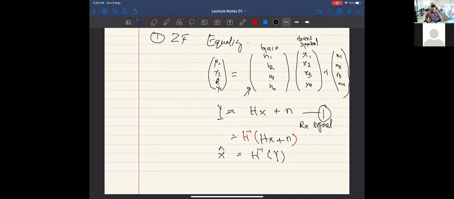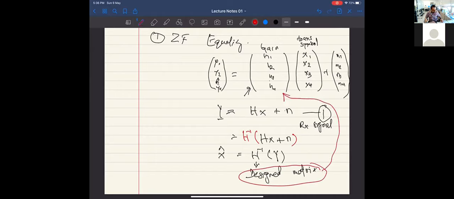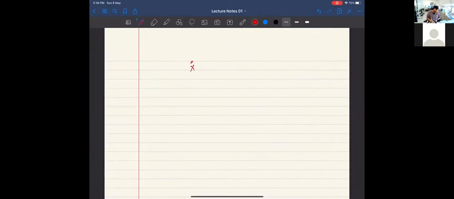Now, if we take a look at this H inverse, this is actually your design matrix. It depends on how carefully you are designing this matrix. If this design matrix is good enough, then it can compensate for all the errors that happened in the channel from the transmitter to the receiver side. When we multiply H inverse with H, it will give us one. Then the final equation becomes x hat equals H inverse H of x plus H inverse of n noise.